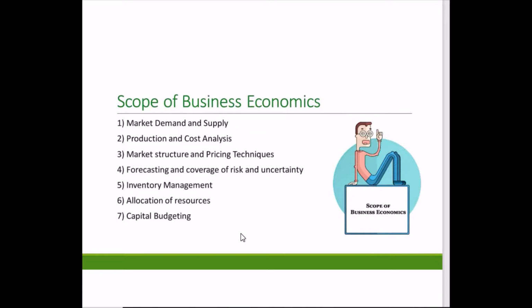Scope of business economics. There are 7 scopes. First, market demand and supply. Demand and supply you have studied in the second, third and fourth chapters. So that is one of the main scopes. Production and cost analysis: how to make a product and how we decide the cost of the product is also analyzed in business economics. Market demand and supply: how much will be the demand, how much will be the supply, is also learned in business economics.